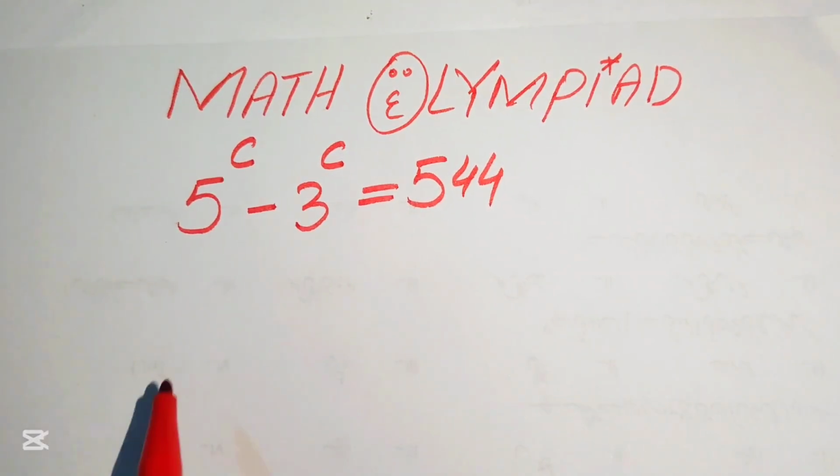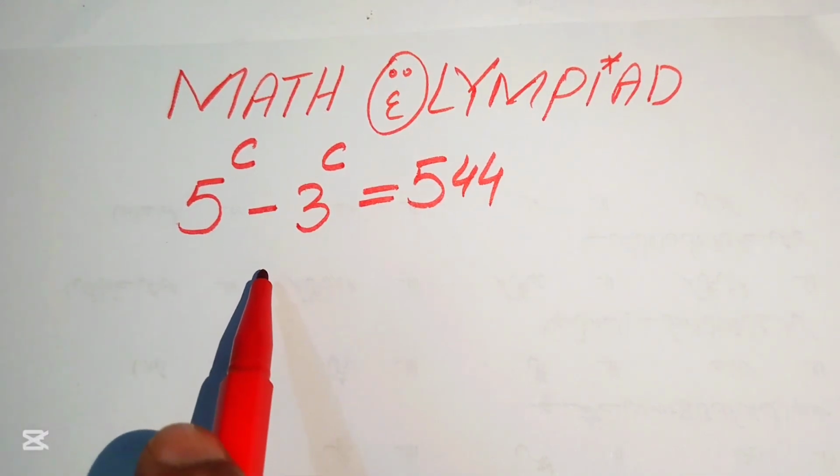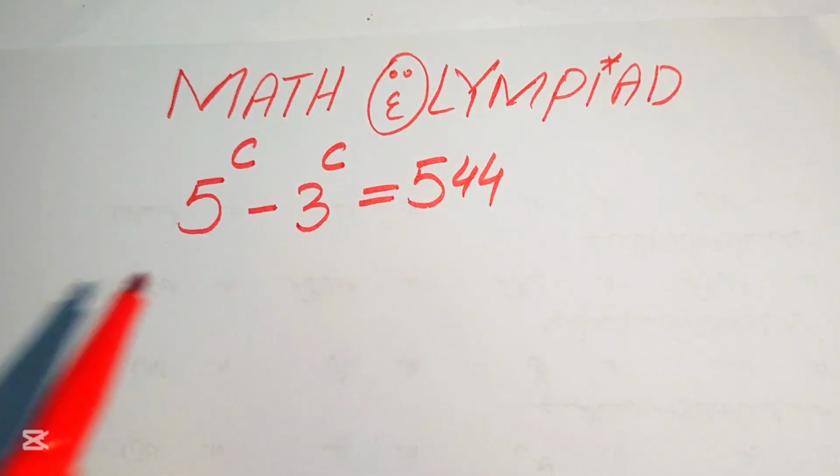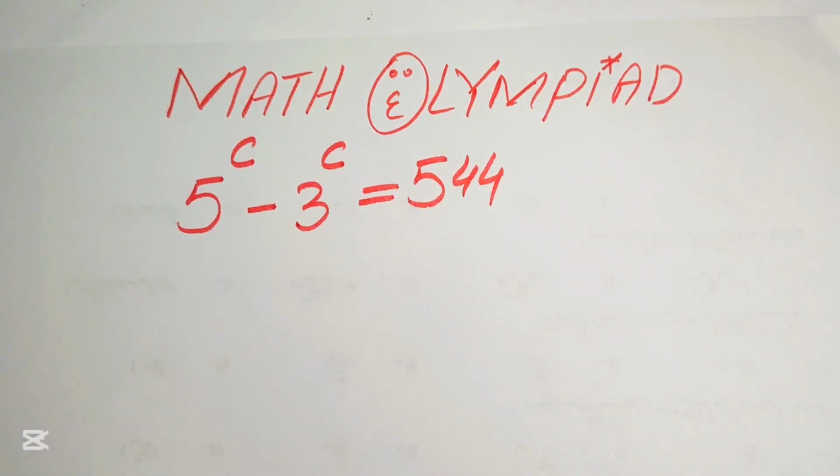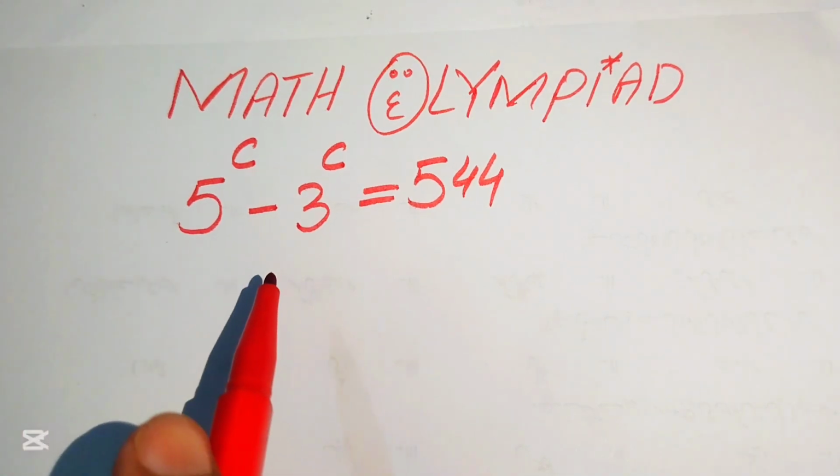So here we have 5 to the power of c minus 3 to the power of c equals 544, and we solve this problem for the values of c. In this problem I will introduce a unique method which I think you cannot see often. This method is called the reverse engineering method, and I can apply it in order to solve this problem.